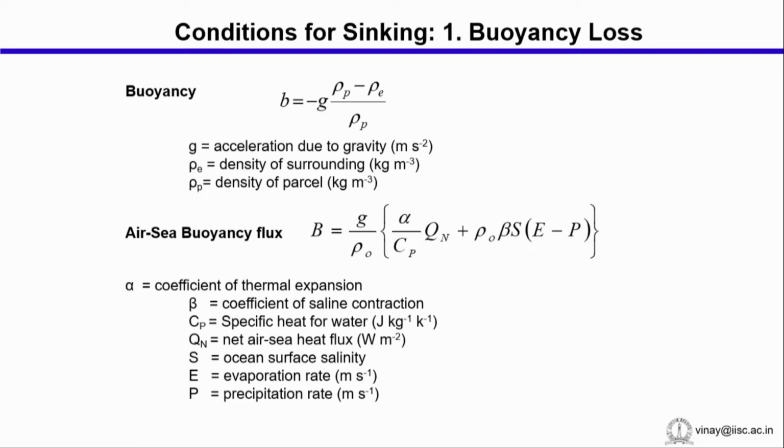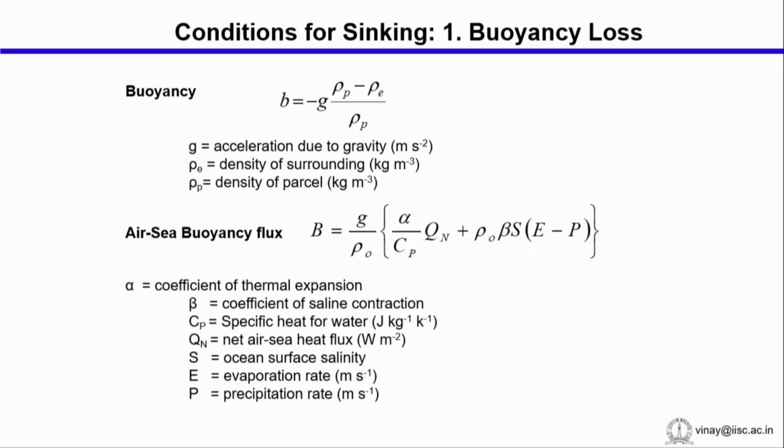If a water parcel attains a density rho_P which is higher than the density of the surrounding water, the parcel would sink. In this formula, there would be negative buoyancy. If rho_P is greater than rho_E, the term B would be negative. A water parcel would become negatively buoyant and sink to deep depths of the ocean. So, B gives a measure of the buoyancy of a water parcel.